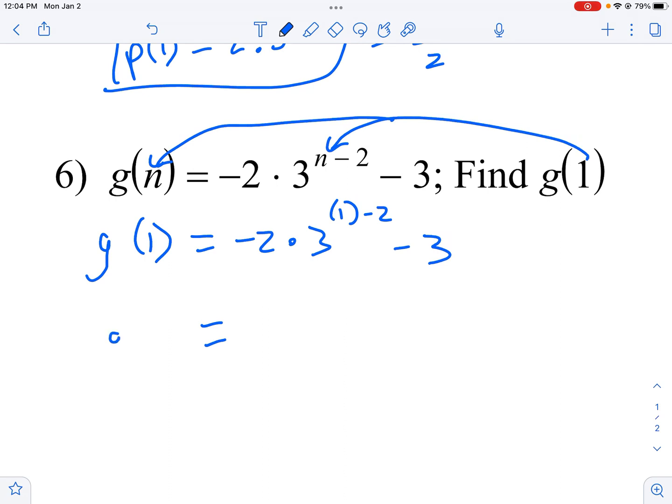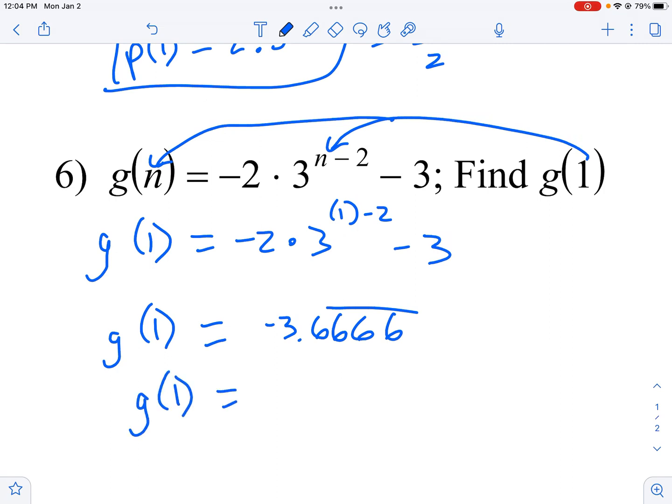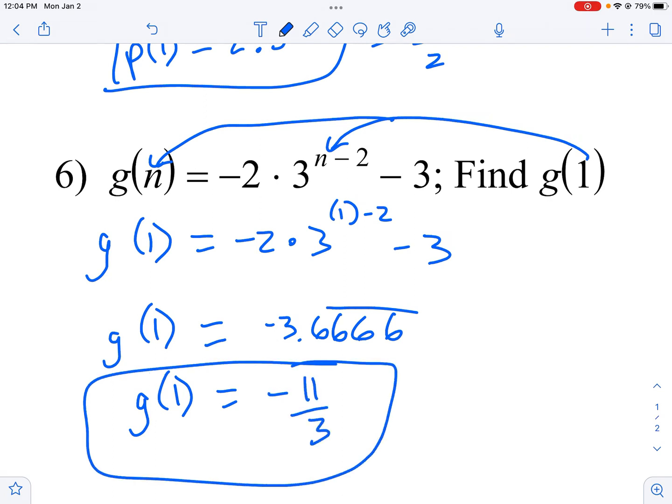You should be getting something along the lines of -3.6 repeating. Which, if you have that, see if it converts to a fraction. Usually the fraction is much nicer. Something like we get it in -11 thirds. So I'm going to leave it at that instead of just that ridiculously long decimal number.